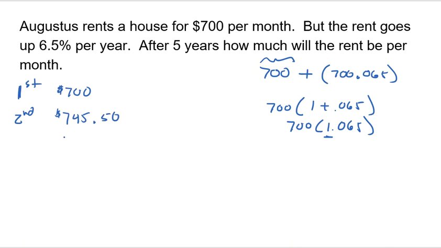$745.50. So again, every year we're just going to multiply by another 1.065 because we're going to take the previous year, increase it by 6.5%. The previous year, increase it by 6.5%. So we're just going to continue in that format. So what does my formula look like?